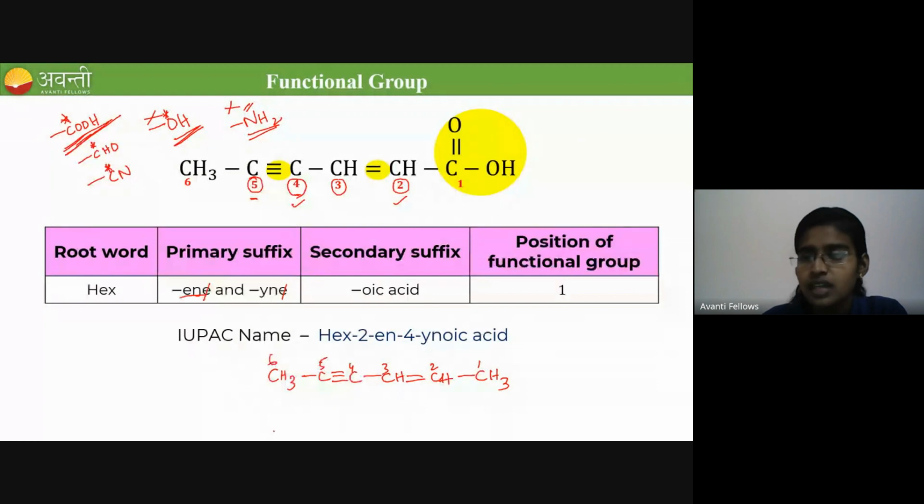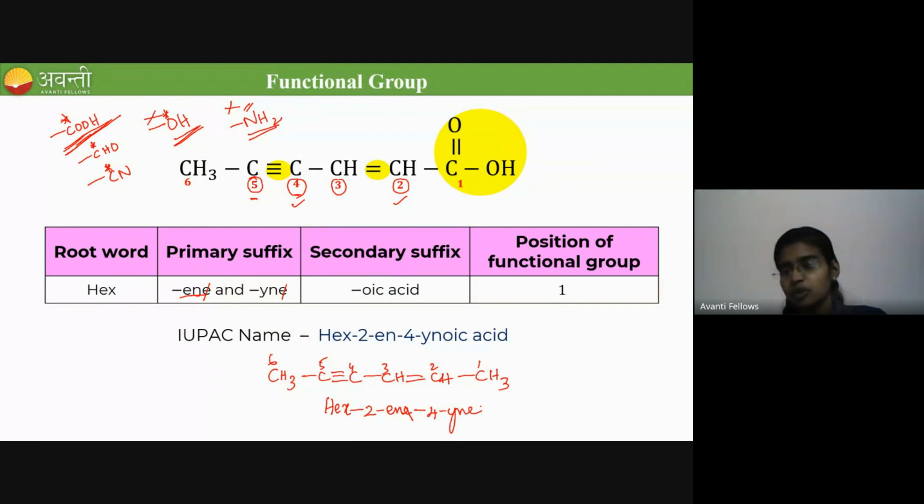Has anyone got the answer for this compound, the IUPAC name? So what is the root word, students? Root word is hex, right? Now between carbon 2 and 3, we have a double bond, so it is hex-2-ene. And now between 4 and 5, we have a triple bond, right? So this ene is replaced by 4-ine. That's all. Got it? Hex-2-ene-4-ine is the name of this particular compound.